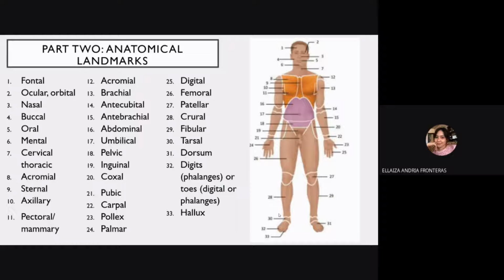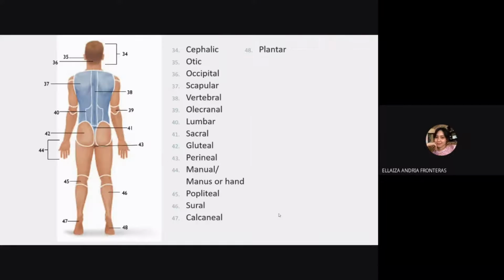or phalanges or toes or digital phalangeal, 33, hallux or great toe, 34, cephalic or head, 35, otic or ear, 36, occipital or back of the head, 37, scapular, 38, vertebral, 39, olecranon or back of elbow, 40, lumbar, 41, sacral, 42, gluteal or buttock, 43, perineal, 44, manual or hand, 45, popliteal or back of knee, 46, sural or calf, 47, calcaneal or heel of foot, and 48, plantar or sole of the foot.